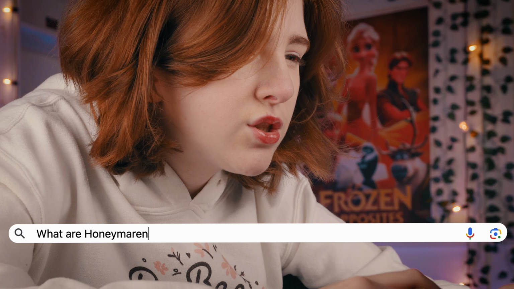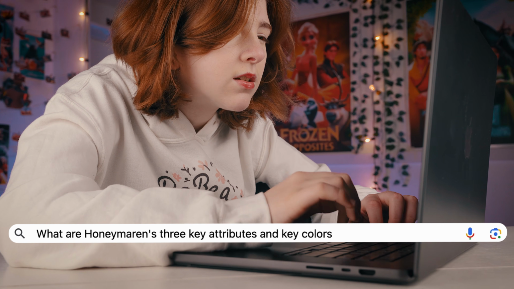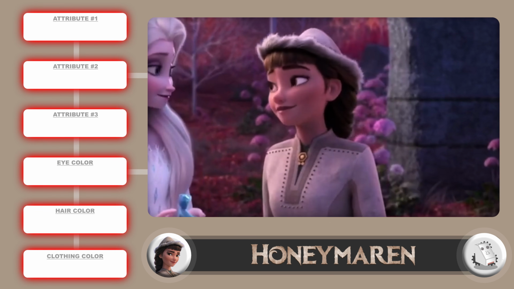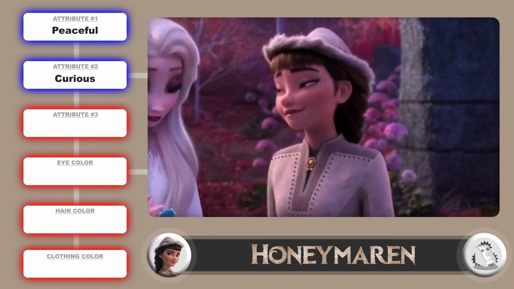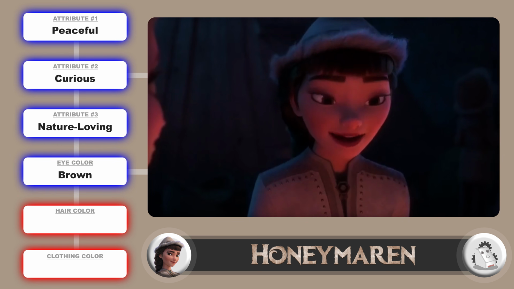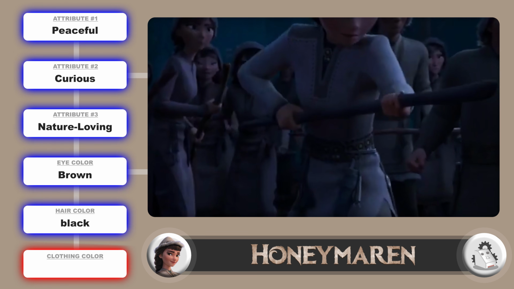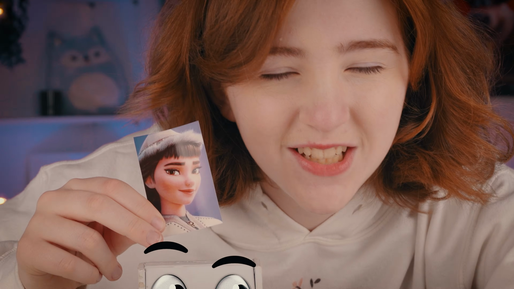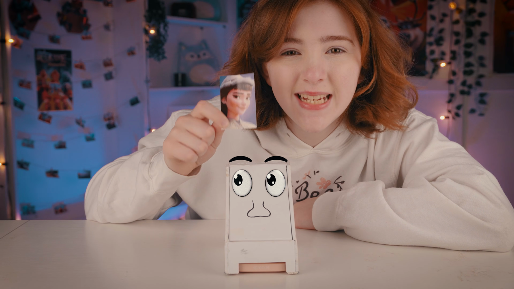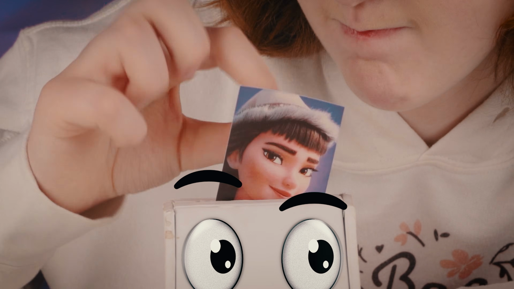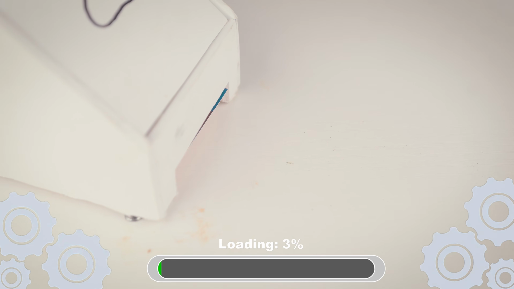Next is Honeymaren. Okay, Craig, what are Honeymaren's 3 key attributes and key colors? For the character Honeymaren, her 3 key attributes are peaceful, curious, and nature-loving. Her eye color is brown, her hair color is black, and her key clothing color is gray. Okay, Craig, turn Honeymaren into an Arctic animal using these attributes and colors. She's probably gonna be adorable.